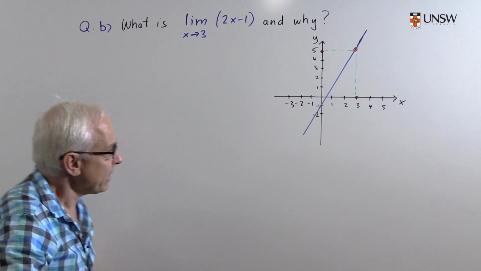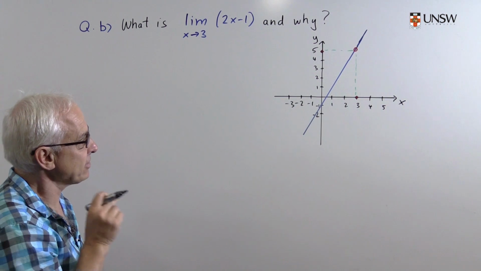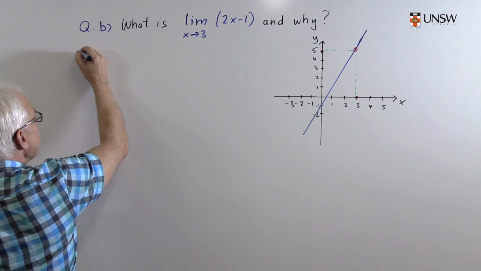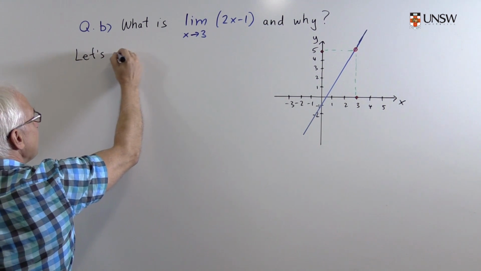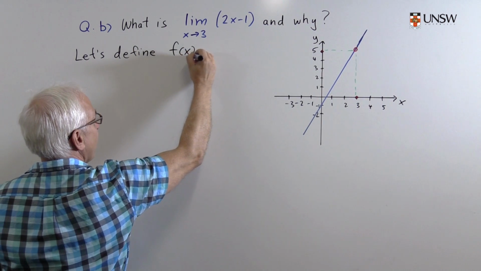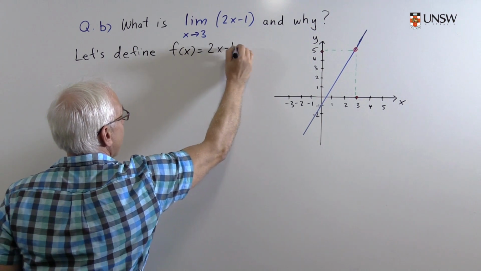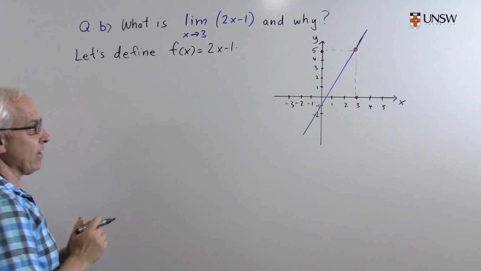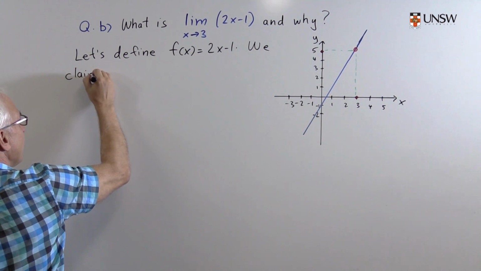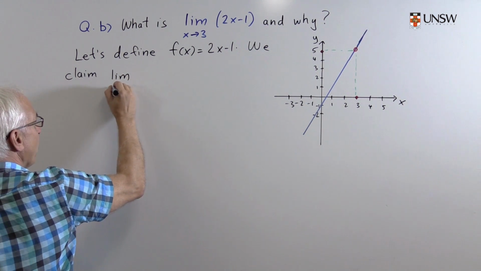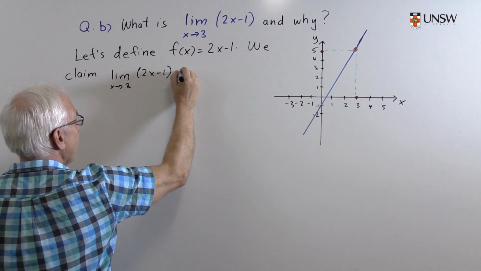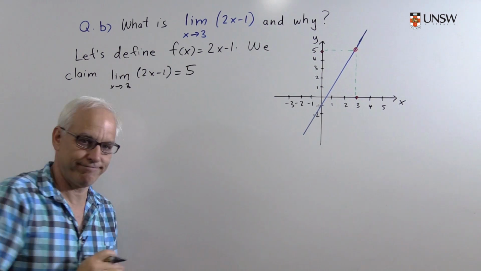All right. So if we were going to approach this with an epsilon-delta point of view, what would we do? First of all, let's define the function that we're interested in. So f of x is 2x minus 1. And let's state what it is that we claim. We claim that this limit as x approaches 3 of 2x minus 1 is in fact 5.